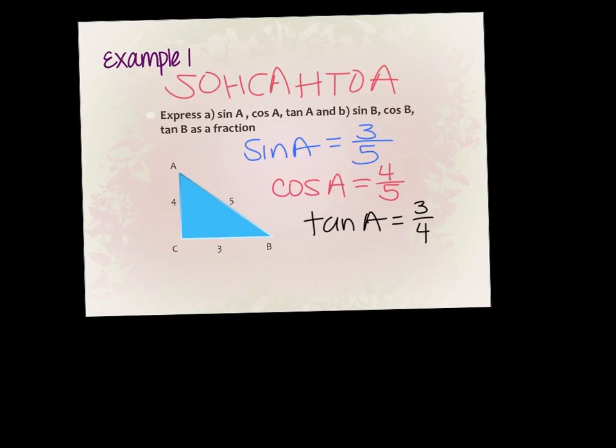So you're only going to find the trig functions of the acute angles. You can't find them of the right angle. It's a right triangle, so the other angles are always going to be acute, okay? All right, so now you try B.